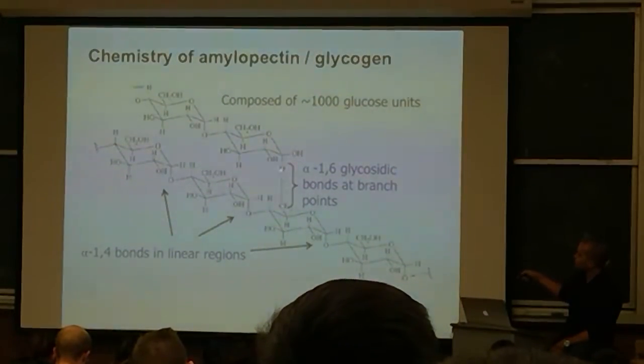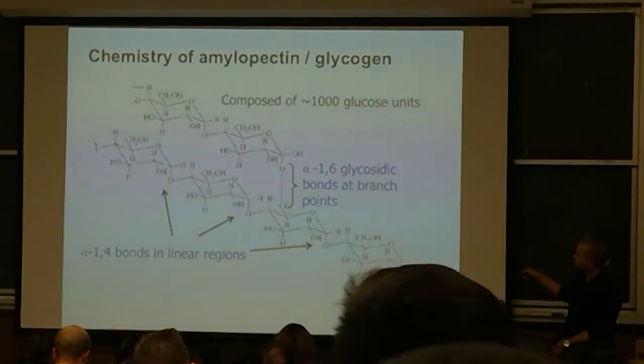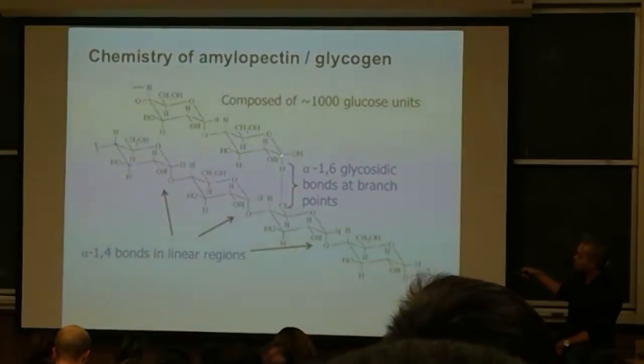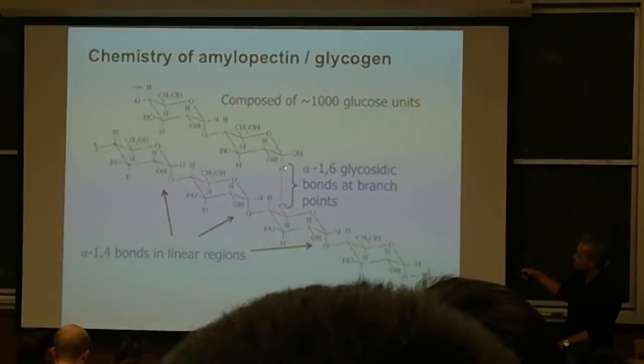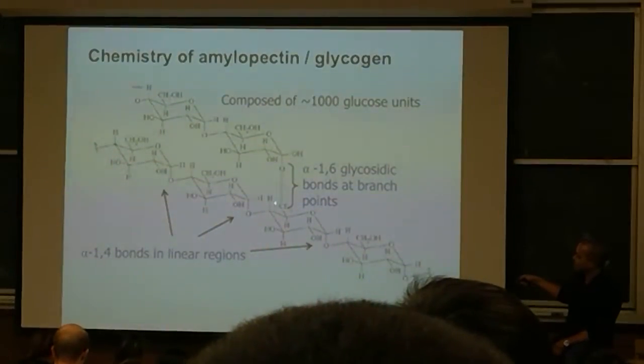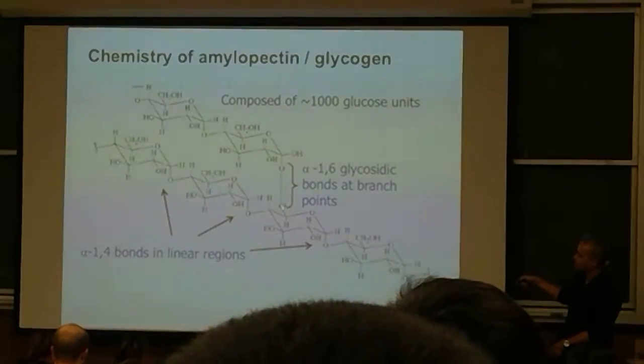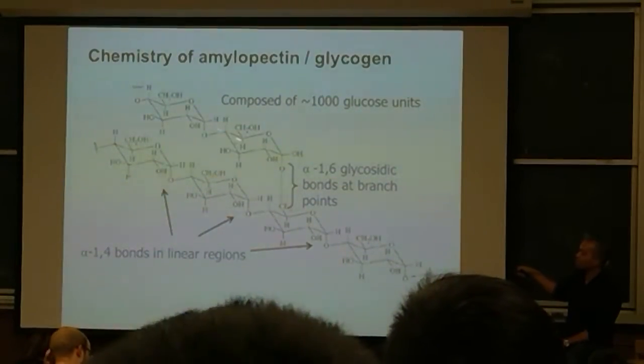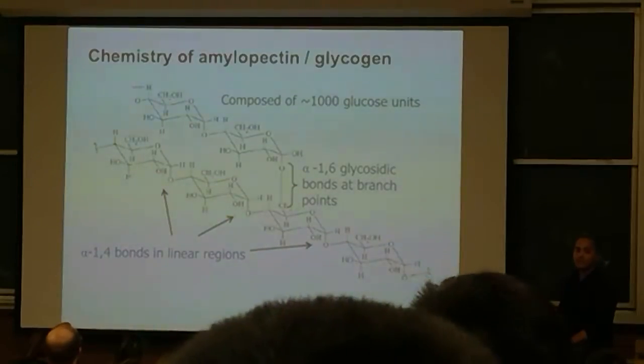Okay, and then we have a 1,6-linked glycosidic bond at the branch point. So again, we have that anomeric carbon, carbon 1 of glucose. It's linked via a glycosidic bond to carbon 6 of this glucose, right? And this gives rise to our branch. We have more 1,4-linked here. Does that make sense?